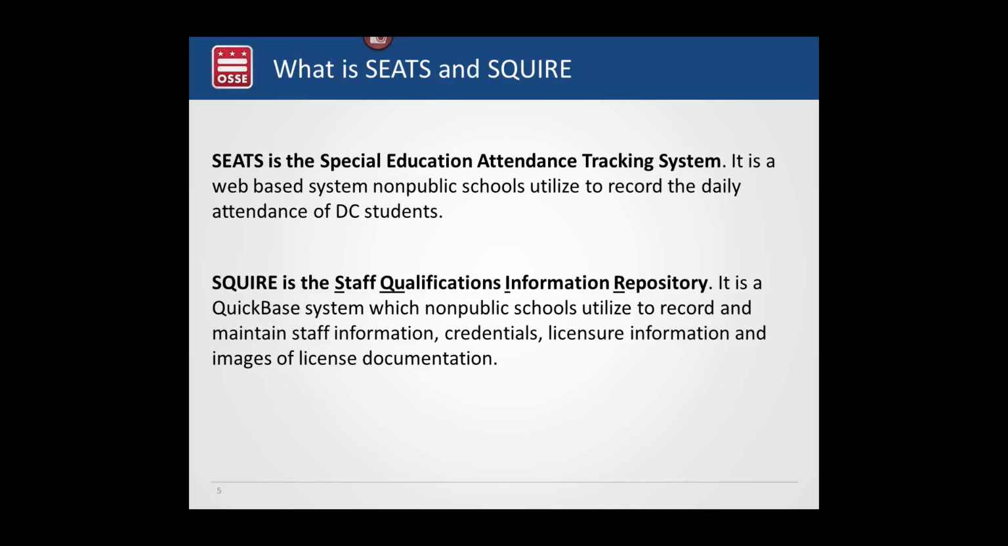What is SEATS and SQUIRE? SEATS is the Special Education Attendance Tracking System. It's a web-based system that non-public schools can utilize to record the daily attendance of students. SQUIRE stands for the Staff Qualifications Information Repository. It's a web-based system which non-public schools utilize to record and maintain staff information, staff credentials, staff licensure information, and also, it's a place where you can actually load copies of the license documentation.